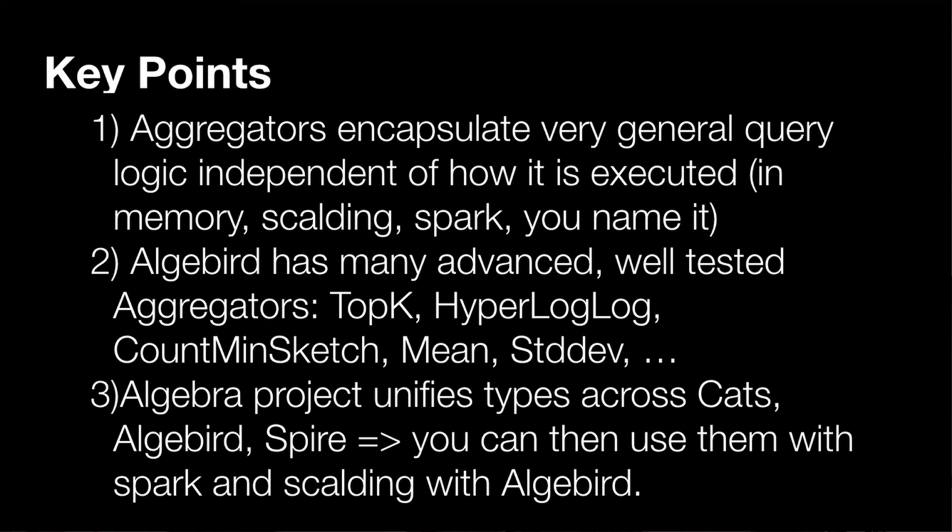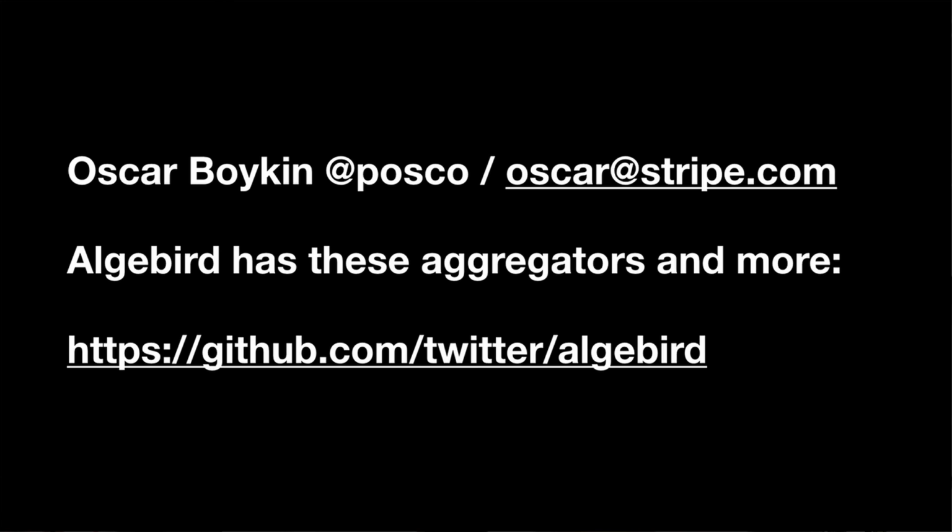But so number 3. We now, very shortly, I promise you, before the end of the year, there will be one monoid to rule them all, one ring to bind us, right? On Cats, Algebird, and Spire. So that's it. There's Algebird.